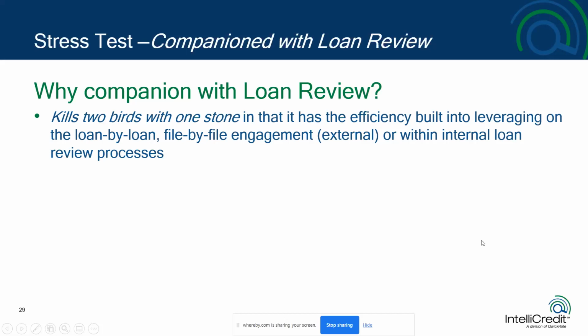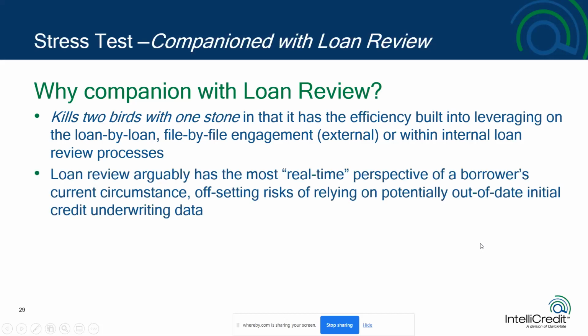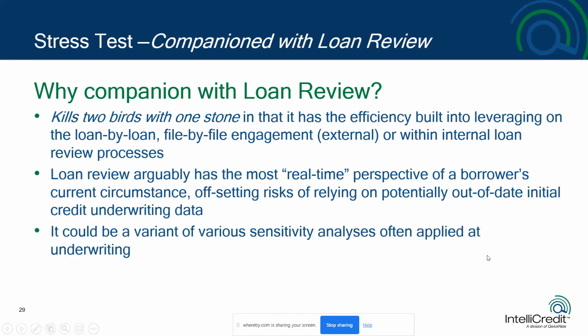The efficiency around the file-by-file engagement, I think, makes sense. One could argue that loan review, during the process of loan review, is arguably the most real-time perspective of a borrower's current circumstance, offsetting some of the risk of relying potentially on out-of-date initial credit underwriting data or data that may be residing on your core that could well be robust, but not necessarily timely.